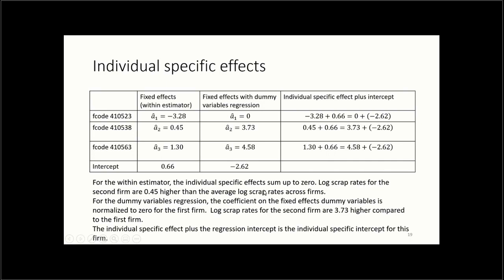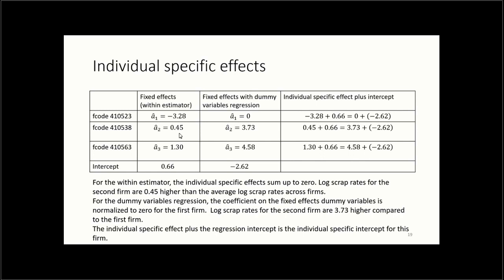Log scrap rates for the second firm are 0.45 higher than the average log of scrap rates across firms. So this is how we're going to interpret this coefficient: there's something about the second firm that makes its scrap rates higher than the average firm by 0.45. These ones are lower than the average firm, and these ones are higher than the average firm. Again, these are unobserved factors. We don't know what it is, but we know there's something about that firm that makes their scrap rates higher.